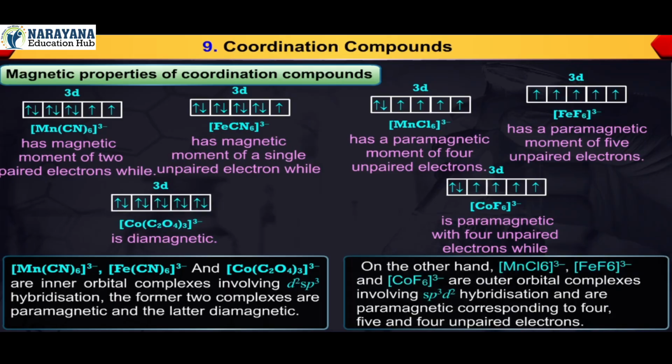On the other hand, [MnCl6]3-, [FeF6]3- and [CoF6]3- are outer orbital complexes involving sp3d2 hybridization and are paramagnetic, corresponding to 4, 5 and 4 unpaired electrons.